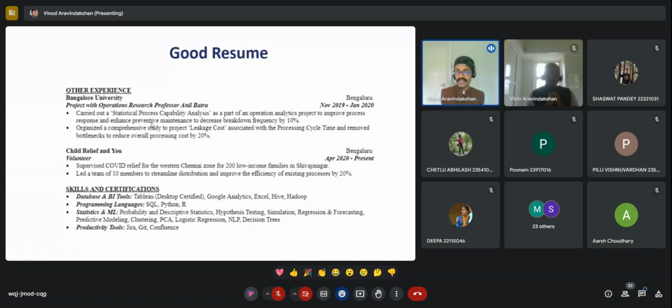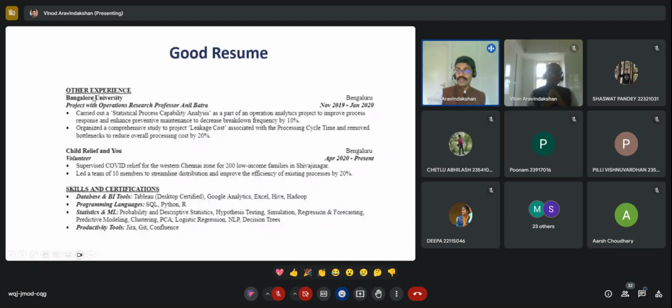So that's a big deal, right? I want to see the impact they created. Likewise, they talk about studying leakage cost and reducing overall processing cost by 20%. So metrics are very important, and there's always an action verb at the beginning of each bullet point.